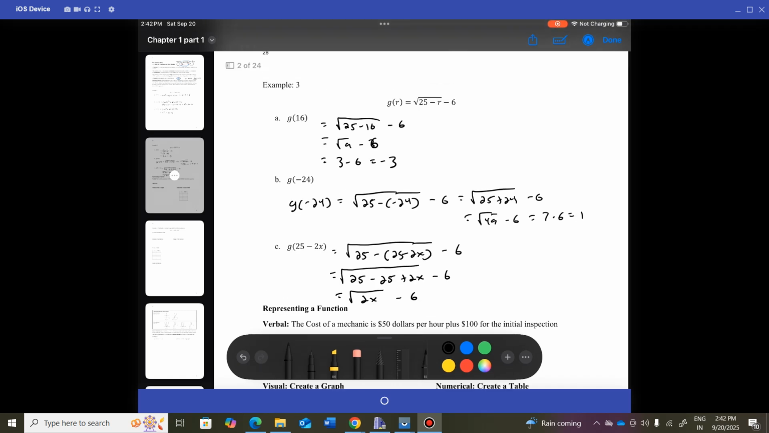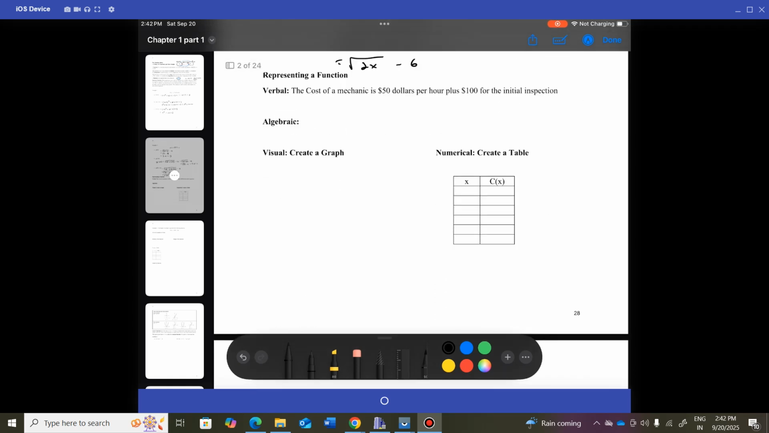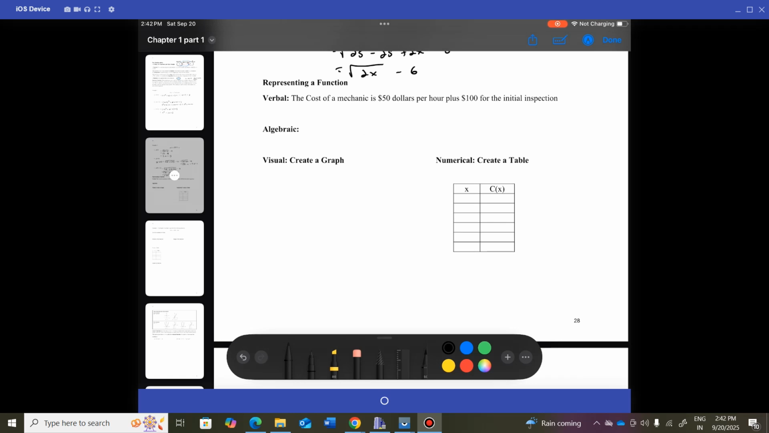And so equations is just one representation of a function. There's other ways you can represent. So we're going to go through a couple of different ways of representing this. So the cost of a mechanic is $50 per hour plus $100 for initial inspection. That's a verbal way of representing it, just writing it out in sentence form. We can turn that into a math problem.